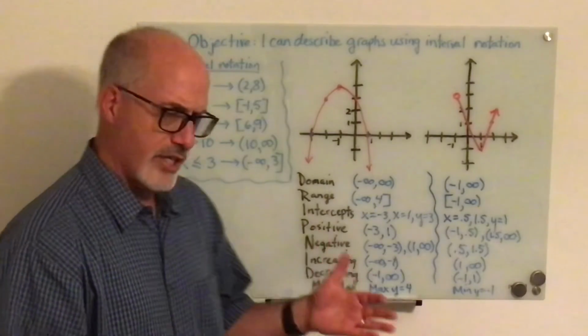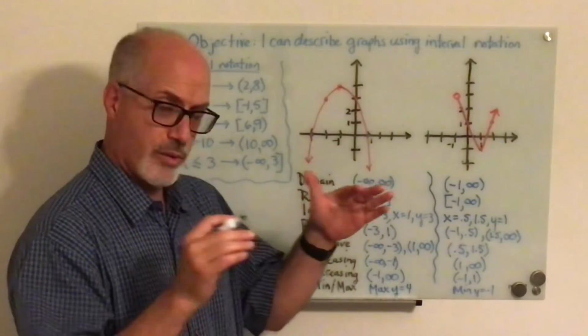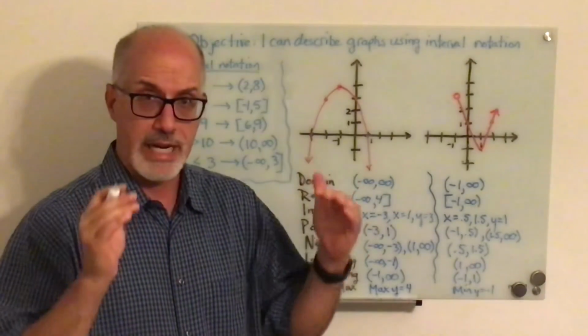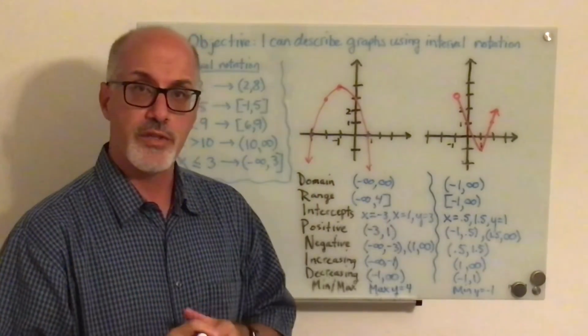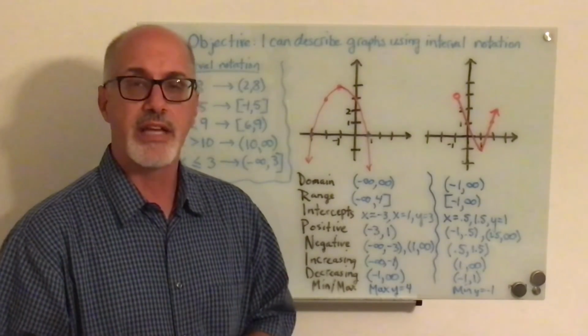So interval notation is a very quick way to describe graphs where x values are between for domain and range and all these other intervals. It helps us understand the graph and describe it very completely and very quickly.